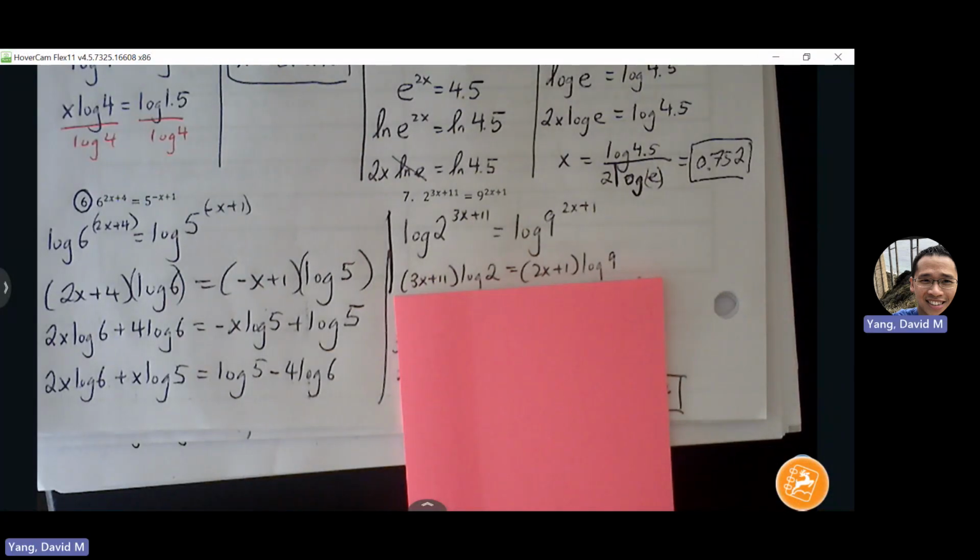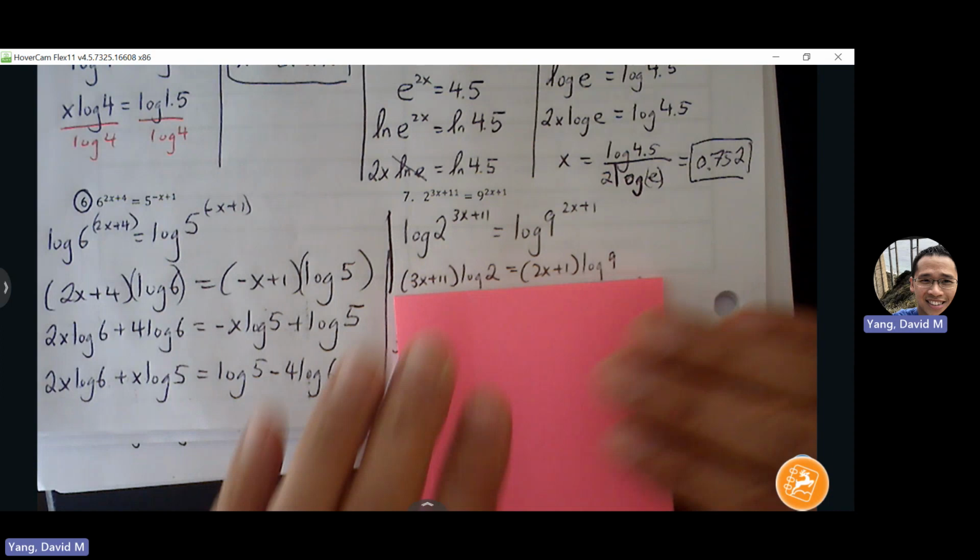Okay, and then once the exponents come down, then we're free to distribute the log 2 through the expression, the equations.